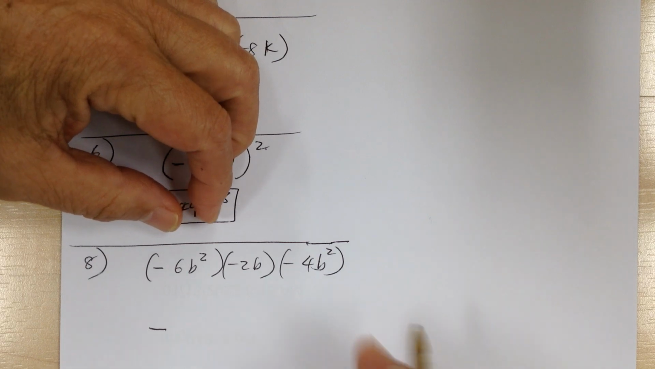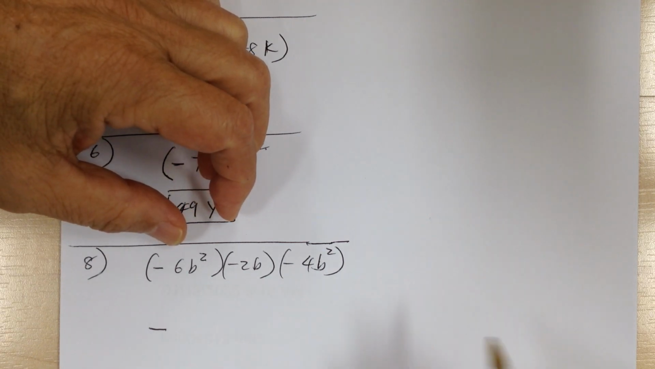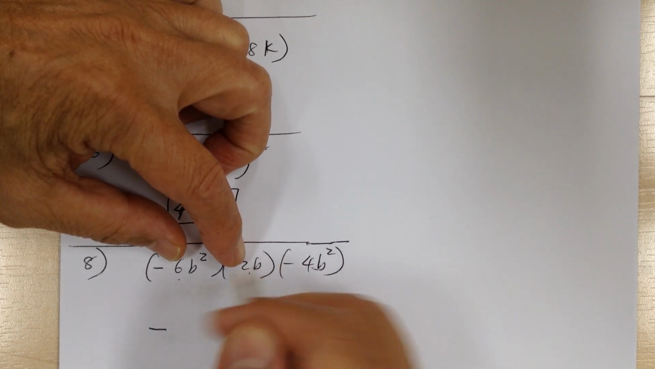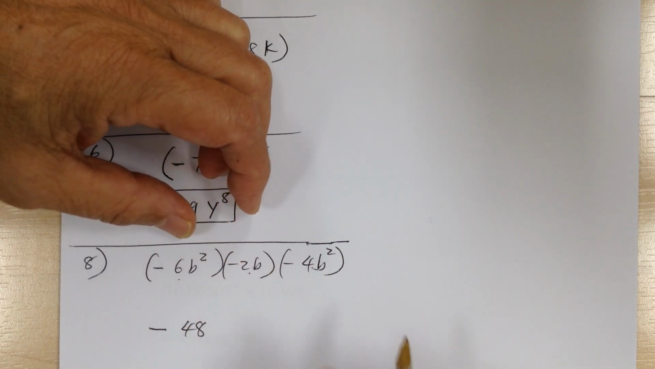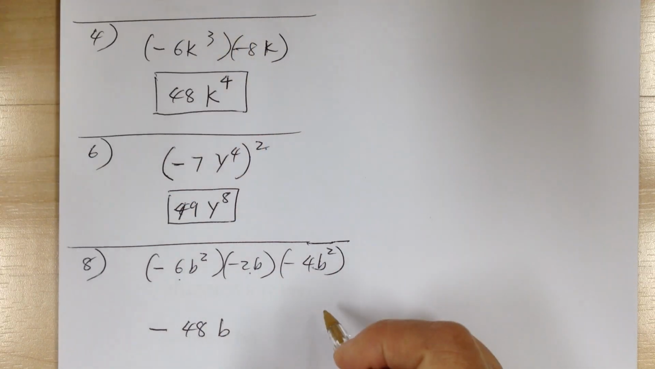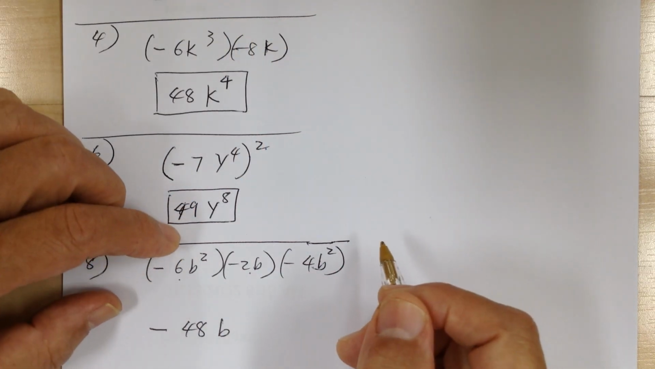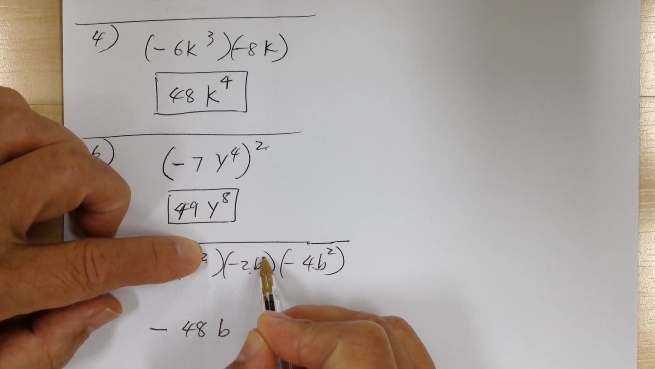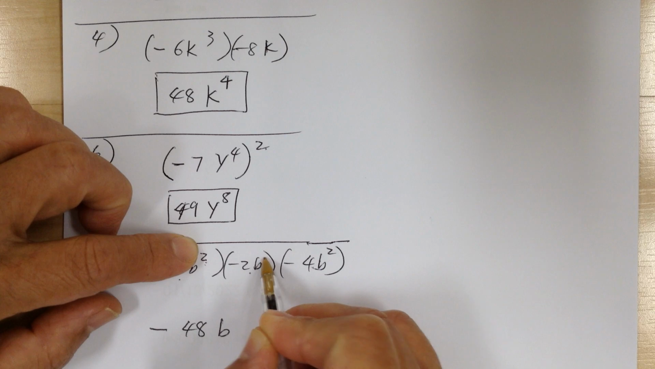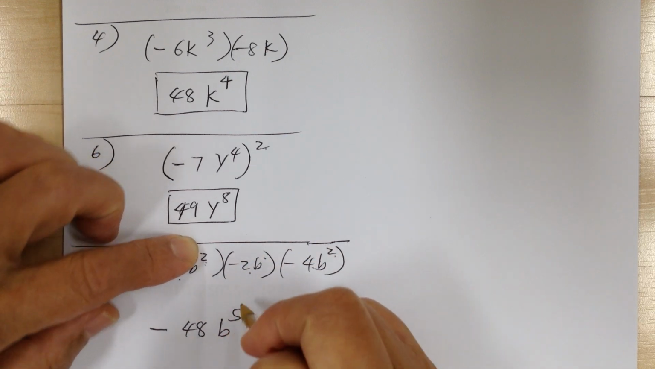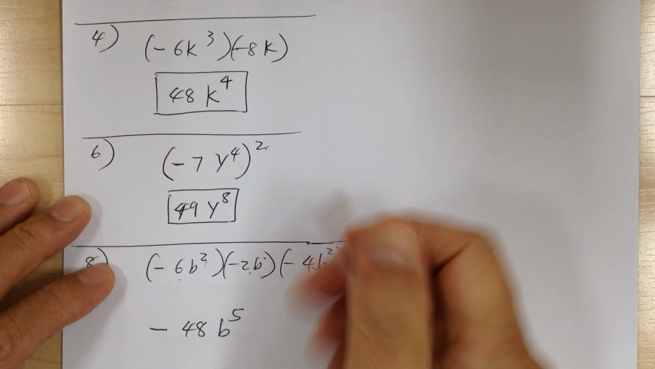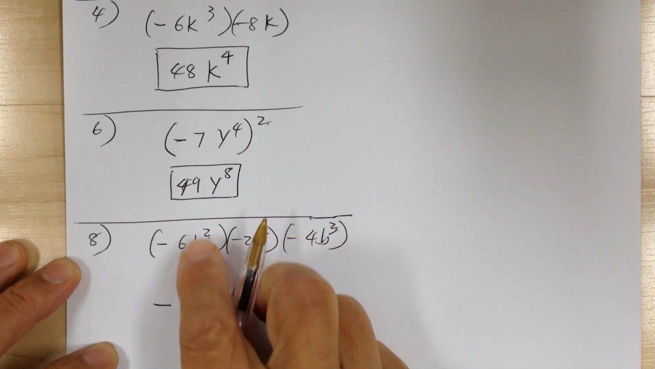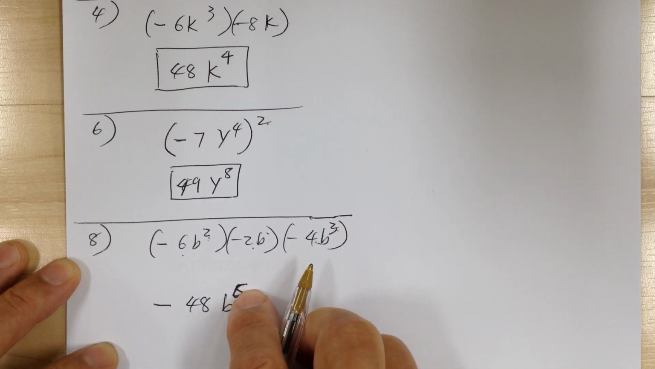Okay, and the next thing you do is again do the sign, the number, then the alphabet. So 6 times 2 is 12 times 4 is 48. Right, so sign, number. Now do the alphabet. So you only have one letter, so b. So you have to apply the product rule. So you add the exponents. So 2 plus, again, when you don't see a number, it's 1. So 2 plus 1 is 3, plus 2 is 5. Okay, this is a 3, sorry, so it would be 6. So 2 plus 1 is 3, plus 3 is 6.